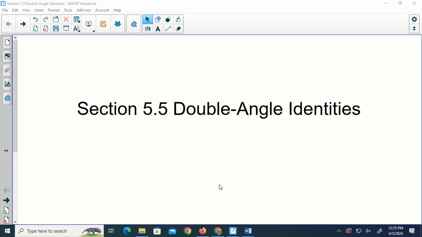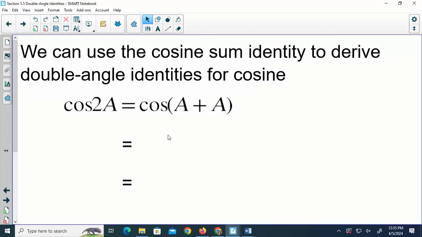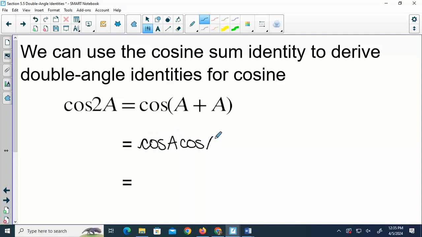Justification for why the formula is what it is. So when we're talking about double angle, that's like 2 times an angle. If I said cosine of 2a, do you agree that 2a is the same as a plus a? What is the cosine of a plus b formula? Cosine A, cosine B, minus sine A, sine B. Cosine of the first, cosine of the second, minus sine of the first, sine of the second.